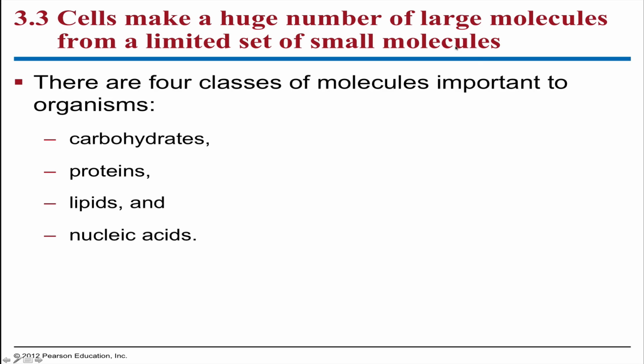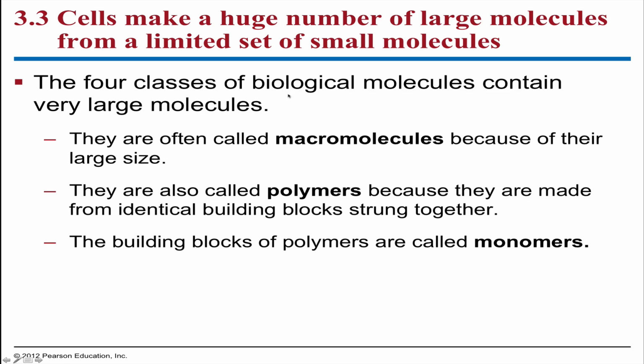So cells make a huge number of large molecules from a limited set of small molecules. And essentially we have 4 classes of molecules that are important to organisms: carbohydrates, proteins, lipids, and nucleic acids. So the 4 classes of these biological molecules contain very large molecules. So they are often called macromolecules because of their large size. They could also be referred to as polymers. The reason we call them polymers is because they're built from smaller molecules called monomers. So again, the building blocks of these polymers are the monomers.